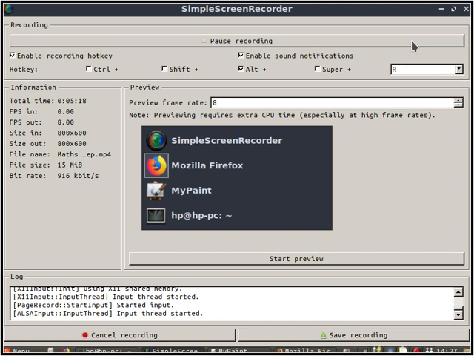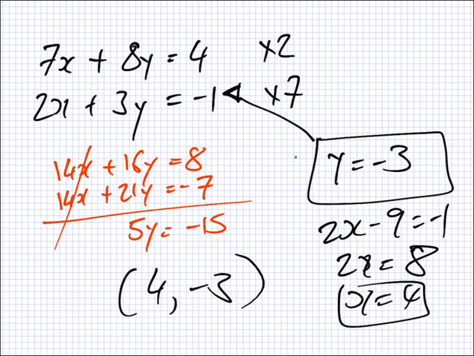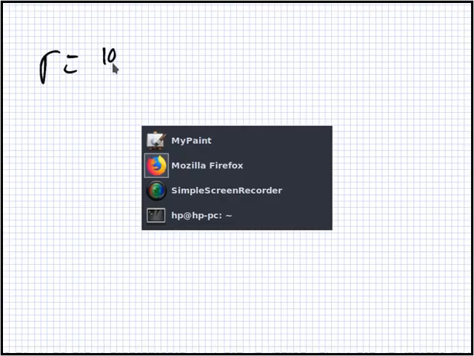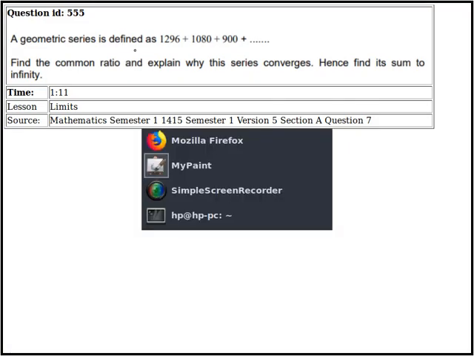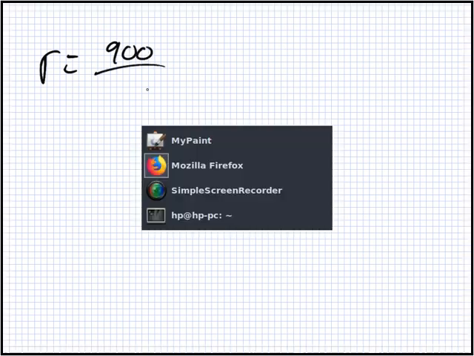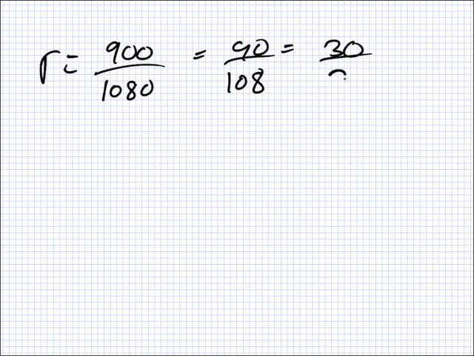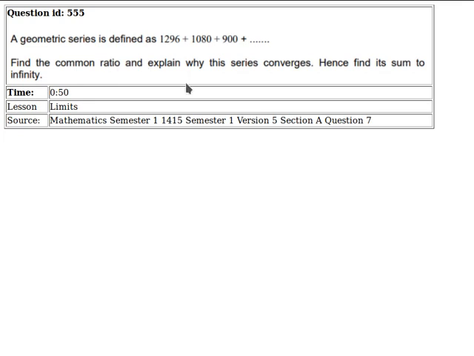Okay. Get the r. So the r here can be the second term over the first term, which is 10 over 8, or even the third term over the second term if you want it. Doesn't really matter. 900 over 1080, which is 90 over 108. Now I know 3 goes into both of those, so that's 30 over, what is it? 5 over 6. Okay, 5 over 6 then. Right, so that's the r. Why does it converge?